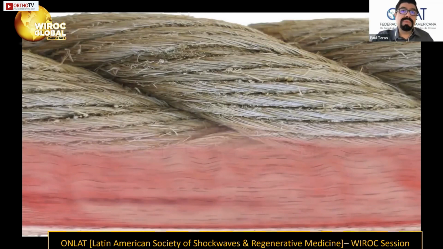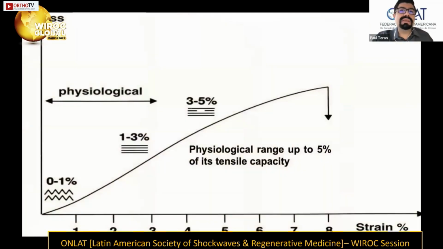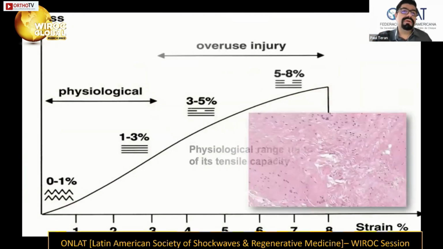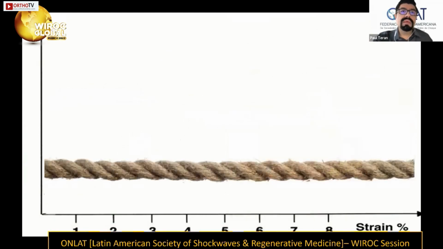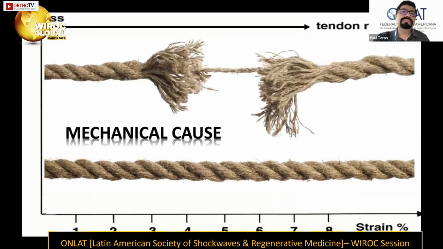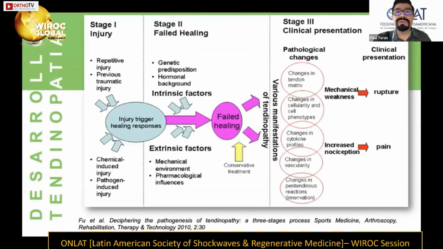It's the most powerful tendon in the human body, and it's important to remember that the physiological range of elastic capacity of the tendon is around 5%. Over 5% there is a chance of generating microscopic damage, and at more than 8% of its elastic capacity the tendon can break. This is a first cause: the higher the load, the greater the probability of damage. But tendinopathies have stages of production.